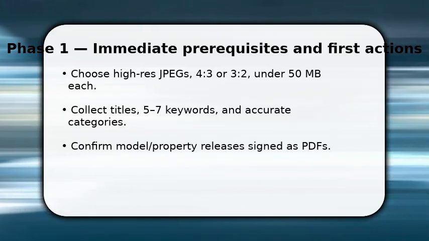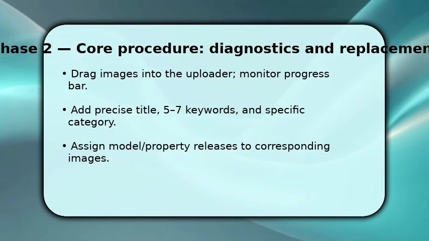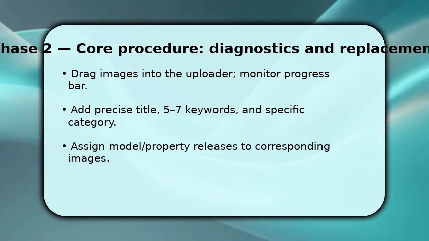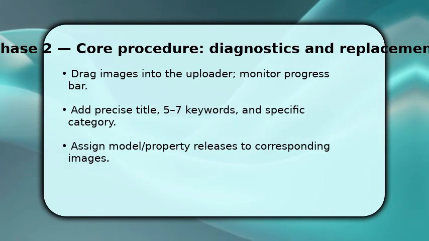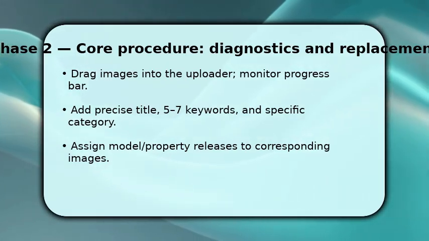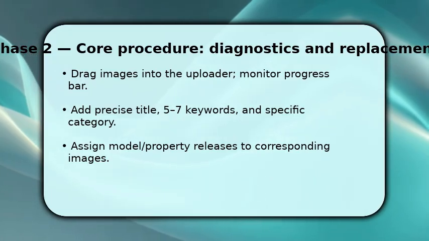Uploading now saves time later, and these steps prevent rejections because you fixed metadata and legal documents up front. You drag your organized images into the Shutterstock contributor uploader and watch the progress bar to confirm transfer. Next, enter a clear, searchable title and apply 5 to 7 targeted keywords that describe subject, location, mood, and concept. This is how buyers find your work.